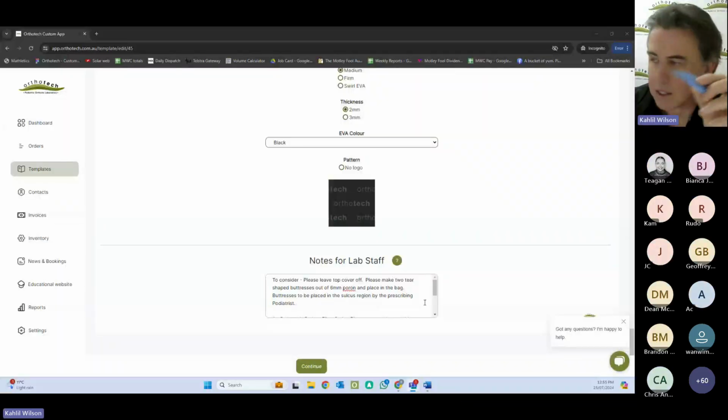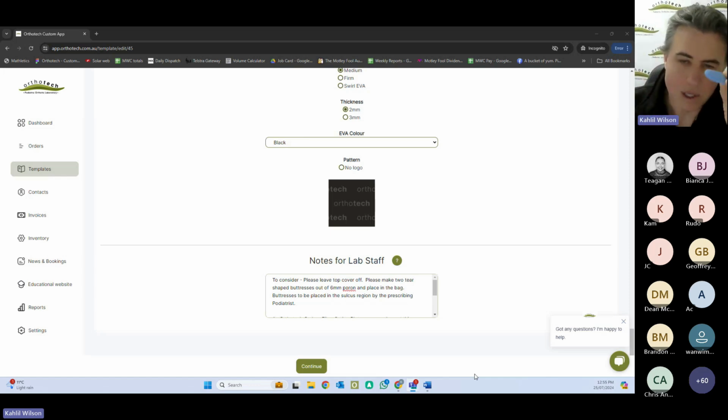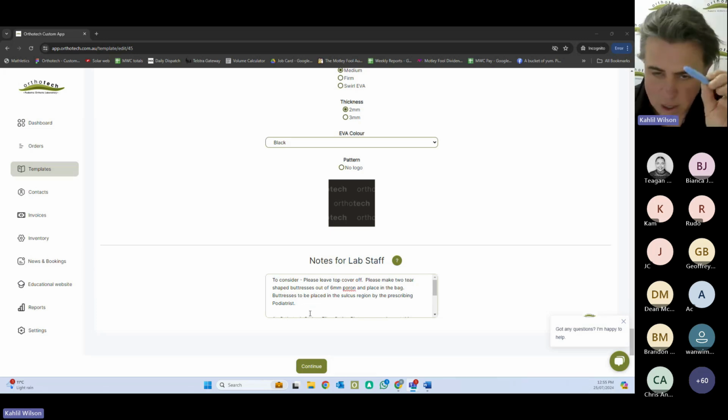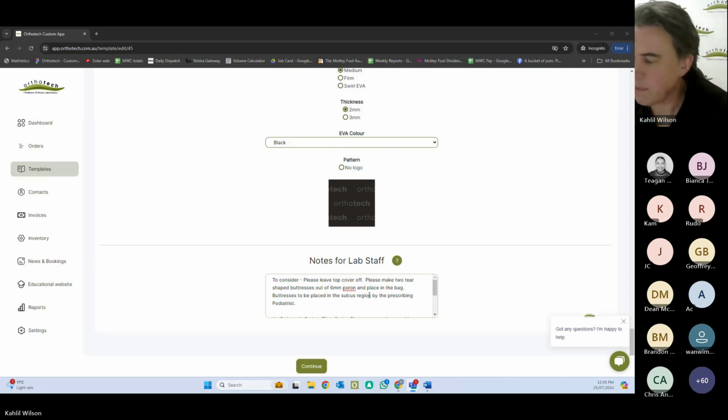The reason we recommend leaving the cover off is it's quite difficult, regardless of the scan, for us to get these exactly in the right position for that person's foot. So this is a 6.4 mil pour-on buttress, but you would need to place it on the foot, and the best way to do that is before you put the covers on. So that's something to consider. If you're not interested in that, just feel free to delete that section out of the notes. It gets quite confusing if you leave that in there and don't want it.